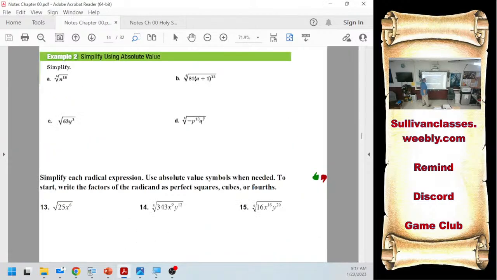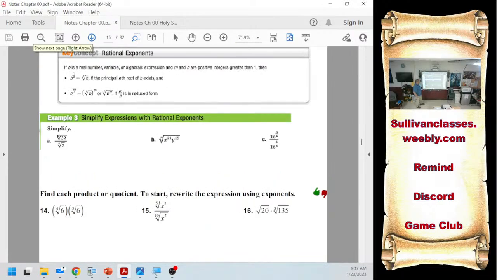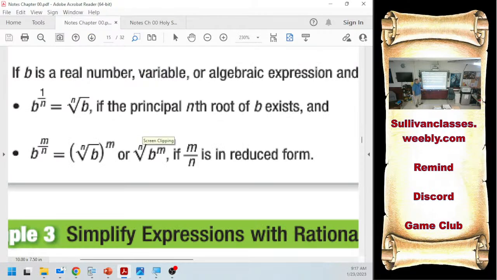Okay, so towards the back half of Algebra 2, you did radicals like that. Do you remember rational exponents? Okay, rational exponent says that if I have a radical, it can be written as an exponent. That is a fraction.